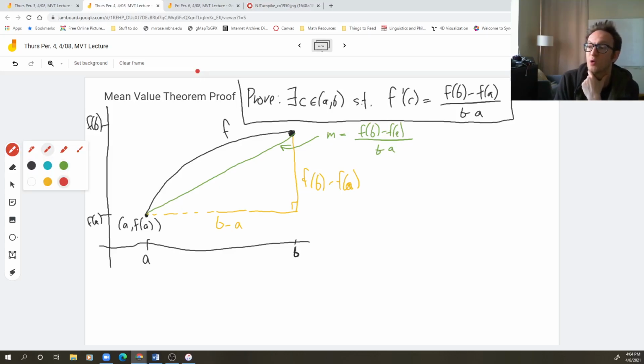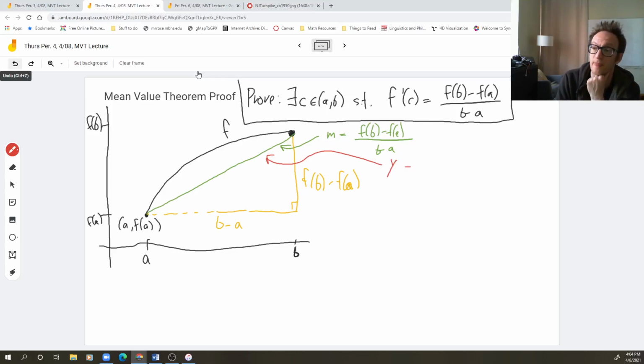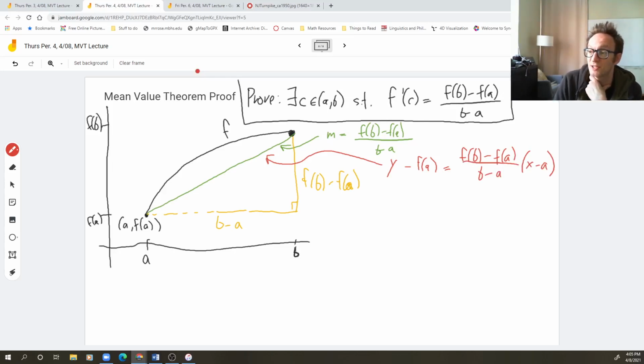Well, the equation of this line is just a linear function, which has this as the slope and which goes through the point (a, f(a)). In other words, this is the line y minus f(a) equals, and then the slope we just said was (f(b) minus f(a)) over (b minus a), times (x minus a). Okay, great. This is a generic equation of the secant line through the two points (a, f(a)) and (b, f(b)).